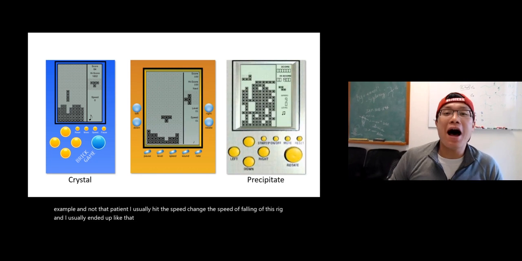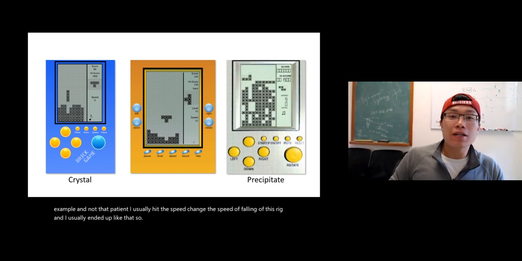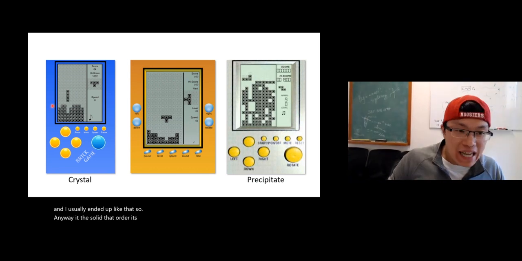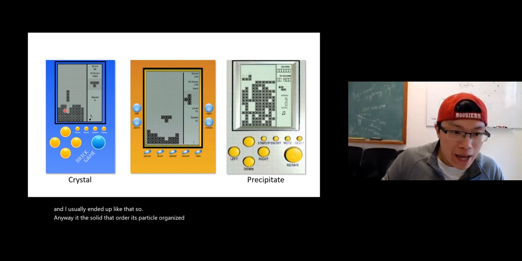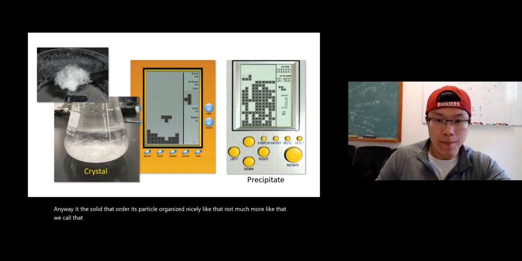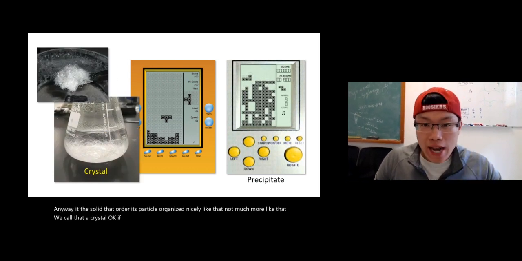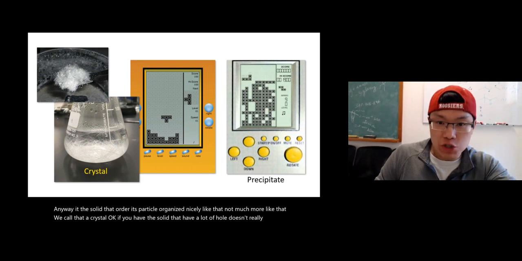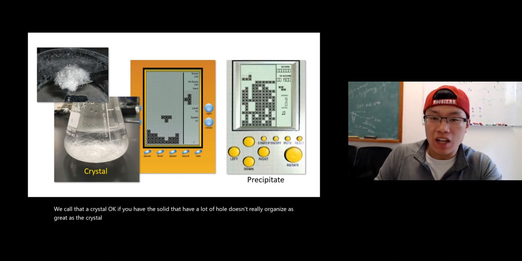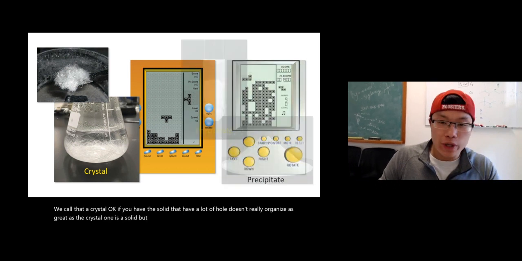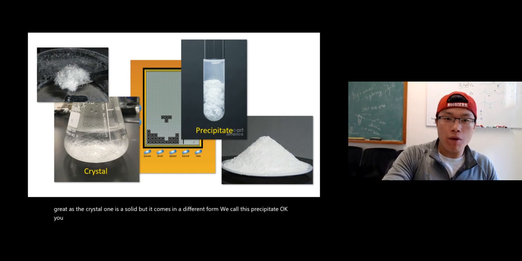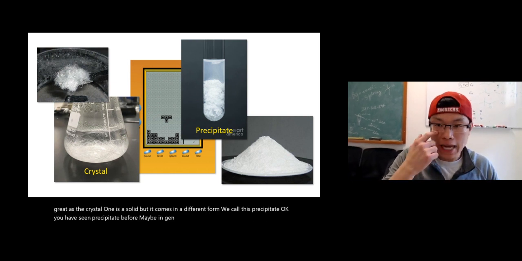So anyway, if the solid's particles are organized nicely like that, not much hole like that, we call that a crystal. Okay. If you have a solid that has a lot of holes, doesn't really organize as great as the crystal one, it's a solid, but it comes in a different form. We call this precipitate. Okay, you have seen precipitate before. Maybe in Gen Chem lab, you did some precipitation reaction.